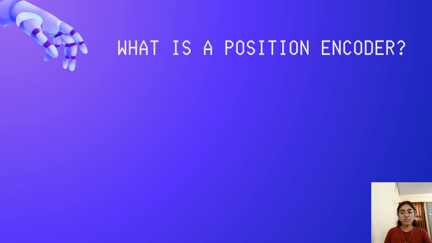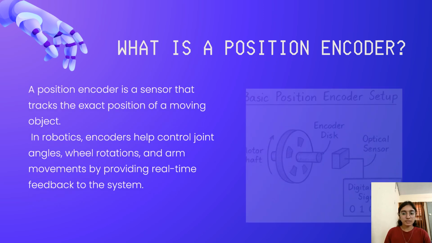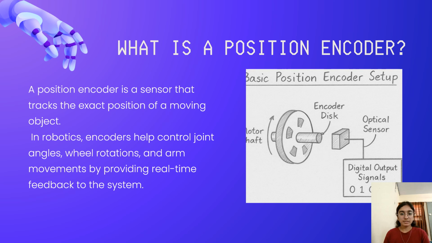Now, what is a position encoder? A position encoder is a sensor that tracks the exact position of a moving object. In robotics, encoders help control joint angles, wheel rotation, and arm movement by providing real time feedback to the system. A position encoder is a sensor that tells us exactly where a moving object is. In robots, encoders help to control how much a joint turns, how much a wheel rotates, how far a robotic arm moves. They provide real-time position feedback to the robot controller.